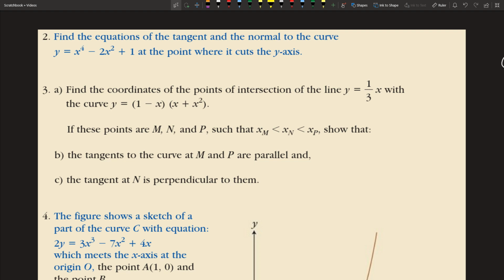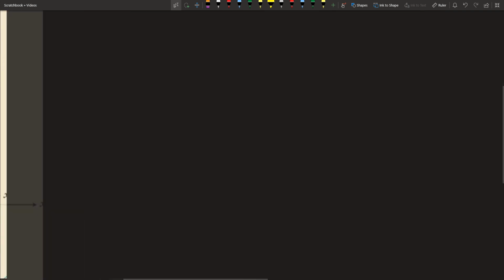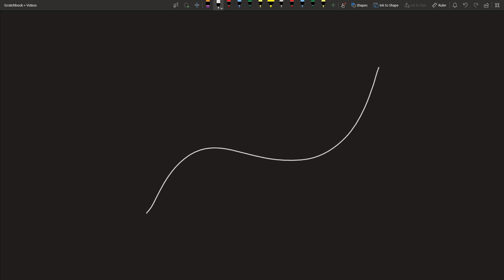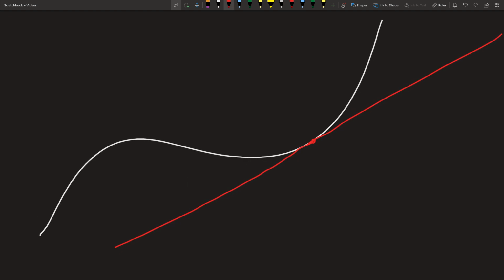Now, what does it mean tangent and what does it mean normal? If you have a curve, the tangent line is the line that intersects the curve at one point, and the slope of the curve at that point is equal to the slope of the tangent. That's what a tangent is. Now the normal will be a line at 90 degrees.